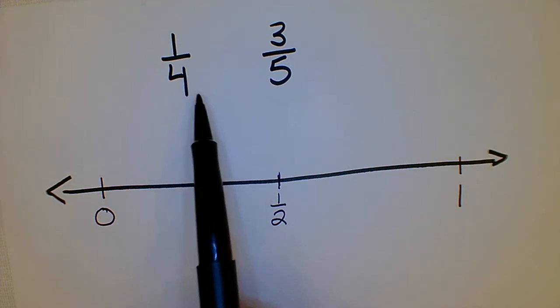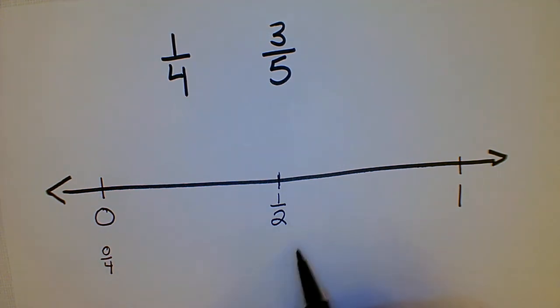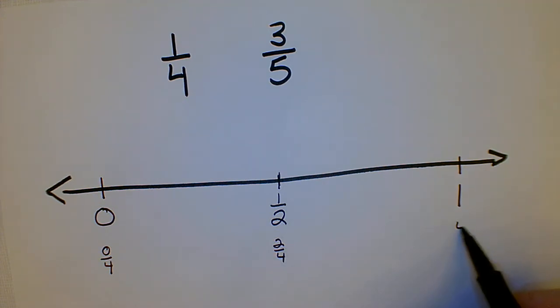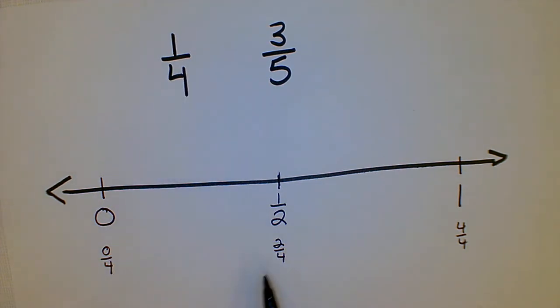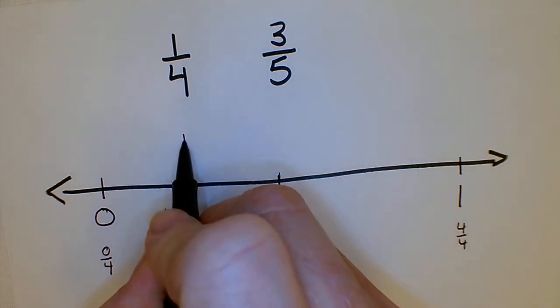So if I'm doing a quarter, I know that if I were doing fourths, I would have 0 fourths. I would have 2 fourths, because 2 is half of 4, and I would have 4 fourths, because 4 fourths is equal to 1. So then what I know is that 1 fourth is going to be halfway between 0 and 2 fourths. So this is where 1 fourth would go. And I'll go ahead and write that up here.